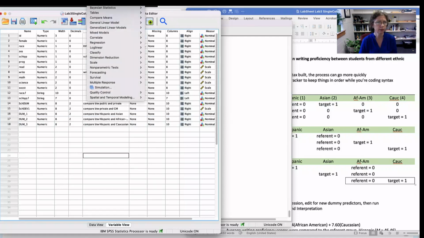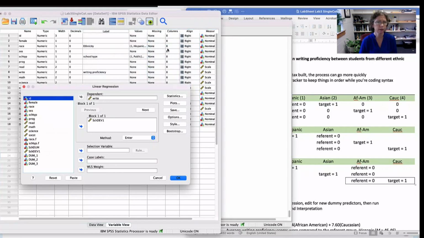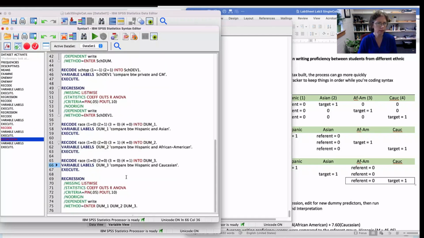I'm going to go to Analyze, Regression, Linear. I'll go ahead and clear out School Dev, but add DUM1, 2, and 3. And then this is ready to paste. So now I have the regression looking at the dependent variable and DUM1, 2, and 3 in there, which are the race dummy variables for the race categorical. So we will run this.